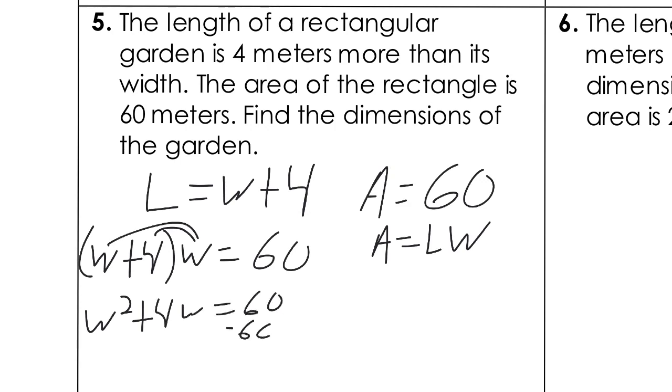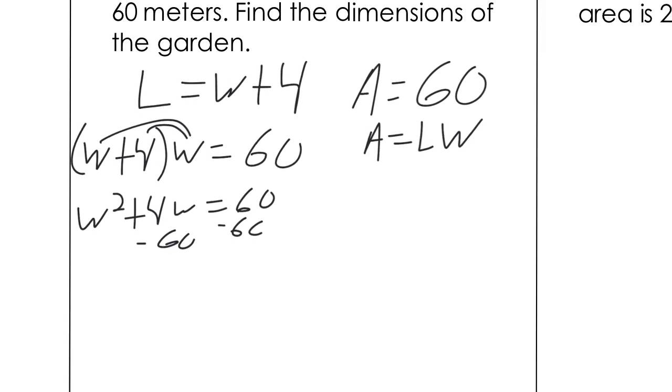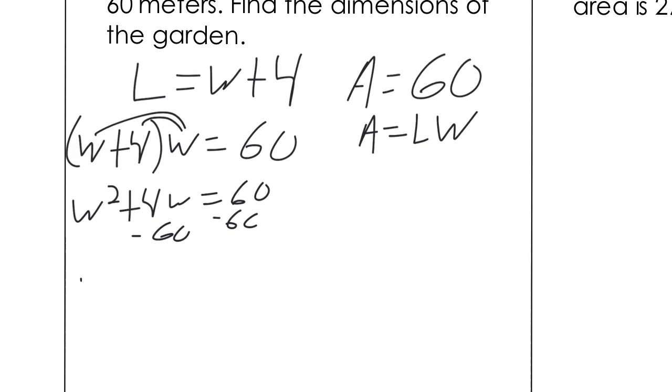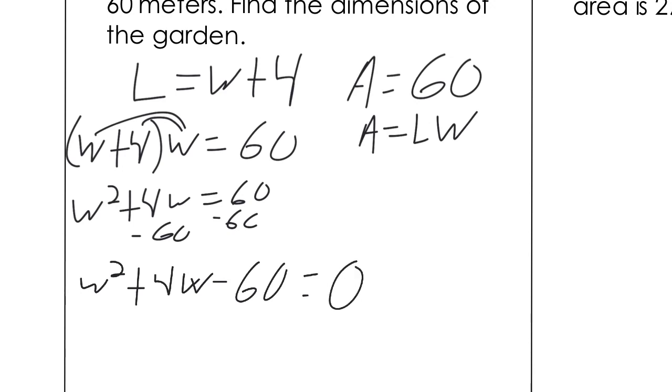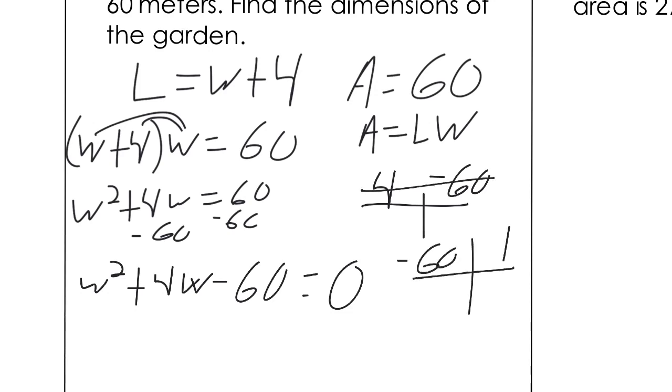I want to subtract the 60 over, and then you get W squared plus 4W minus 60 equals 0. Then we're just going to solve by factoring. So we're looking for something that multiplies to equal negative 60 and adds to equal 4.